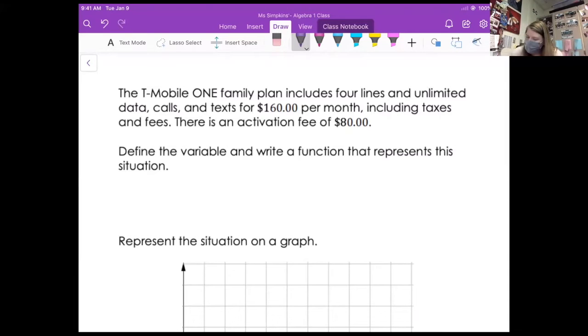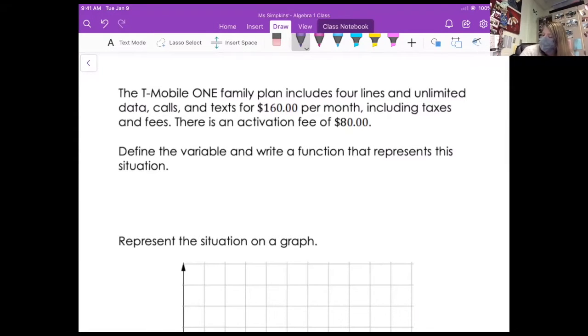Okay, so the T-Mobile One family plan includes 4 lines and unlimited data, calls, and texts for $160 a month. I'm just gonna be honest with you, life lesson, that's really cheap for a phone plan. I don't know what your family pays for a phone plan, but mine pays over $200 a month. And you're lucky you don't have to pay it. Someday you will.